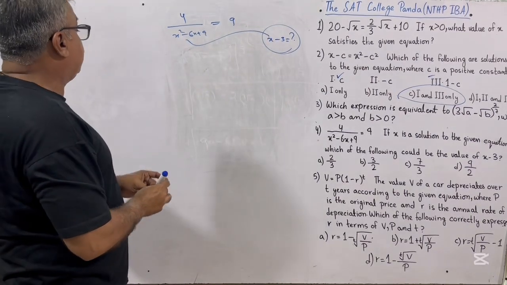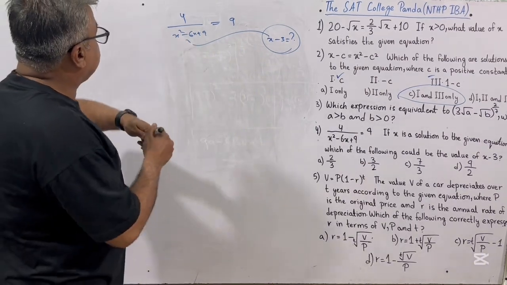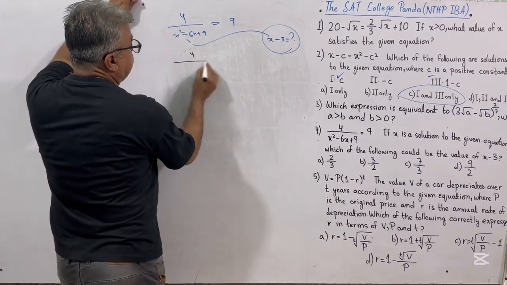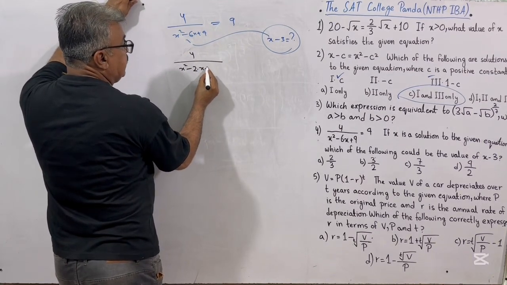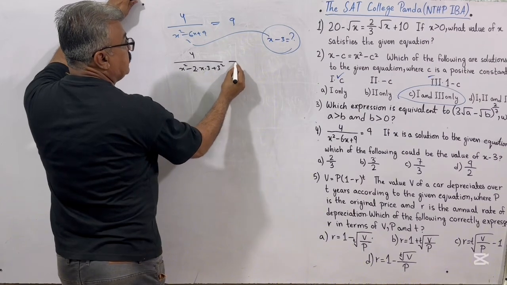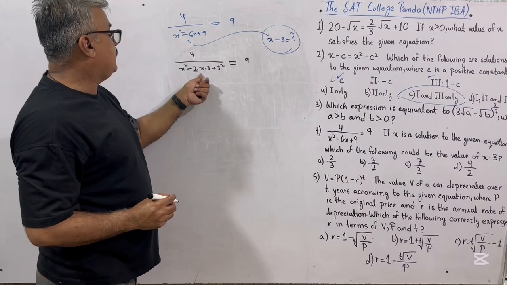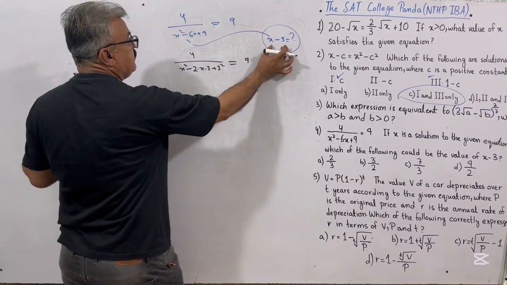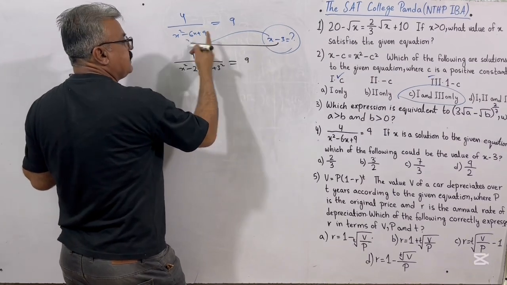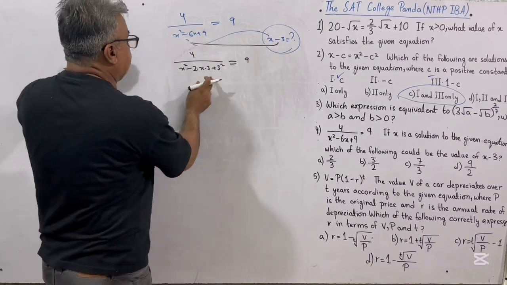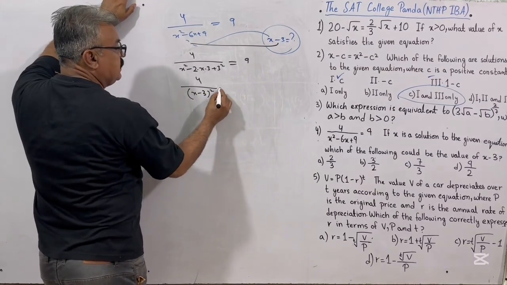X minus 3 is ample hint to read this situation. It is our whole square formula. We can write 4 over, this one can be written as x square, 2 times x times 3 plus 3 square. We have 9. Look at this. X square, I have written 2 times x times 3 plus 3 square. It has given me the hint. It's the perfect square: x square minus 6x plus 9 is the perfect square of this one. So this one can be written as x minus 3 whole square is equal to 9.